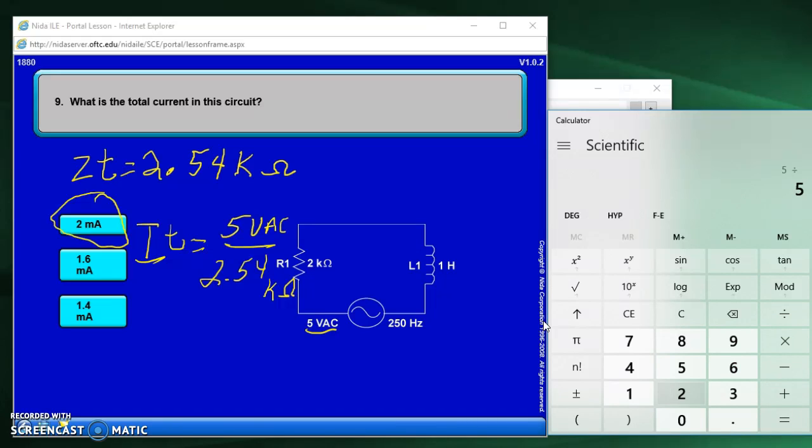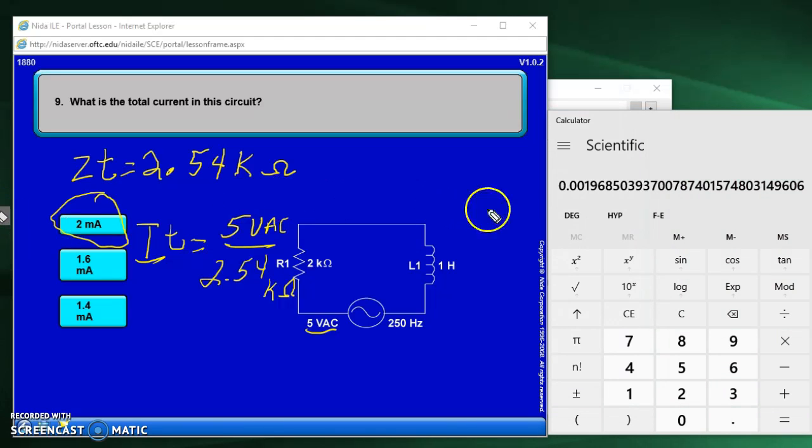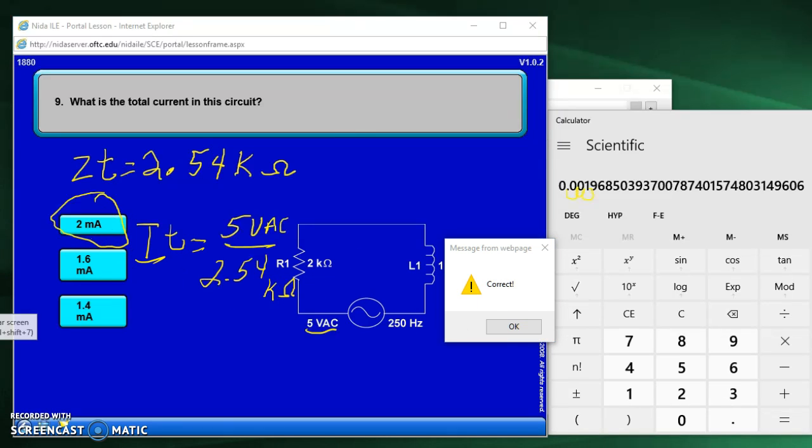So let's do it just in base units. 5 divided by 2,540, because I've got to multiply 2.54 times 1,000, because that's what K means, equals that. Now I come up with this little bitty number here, and if I need to convert it to milli, I have to multiply by 1,000. If I multiply times 10, the decimal moves here. If I multiply it by 100, the decimal moves here. If I multiply it by 1,000, it becomes 1.96 milliamps. If I apply rounding, I come up with 2 milliamps, and let's see if that's our answer. And it is.